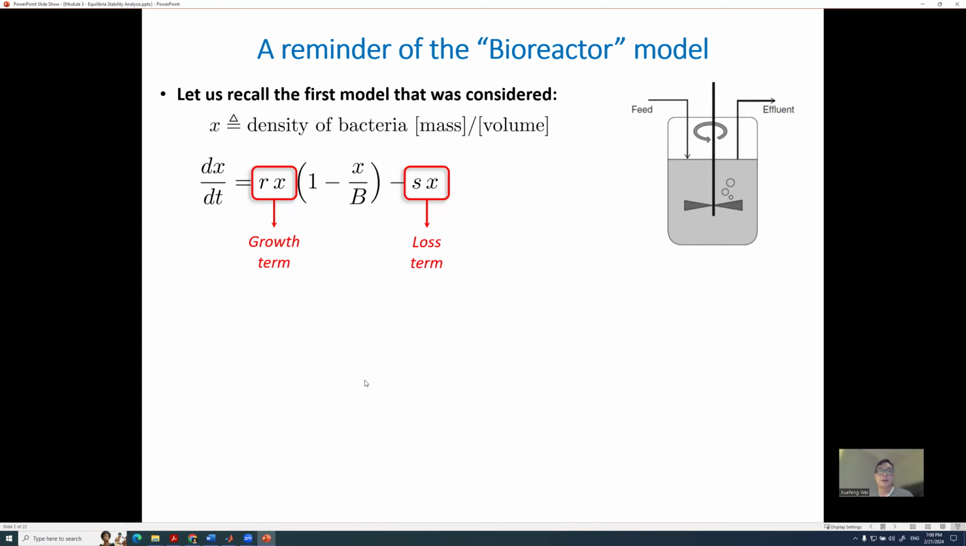We also provide a standard way to capture the saturation of the chamber with bacteria. This was done by introducing the upper bound B on the density of bacteria inside the chamber. We also call it the carrying capacity of the chamber, meaning that X, the density of bacteria, will reach a maximum density of B. Once X equals B, this term equals 0. That means the density of bacteria will saturate.